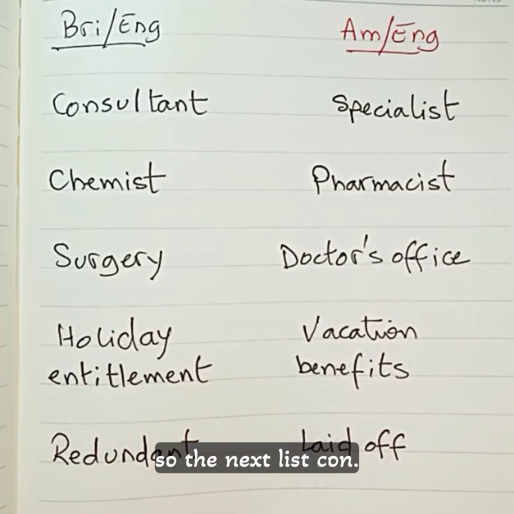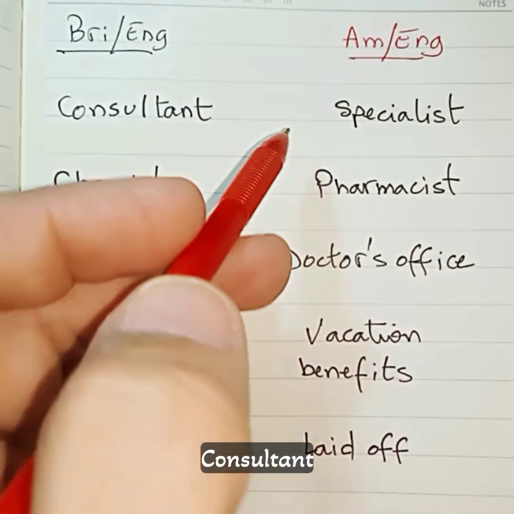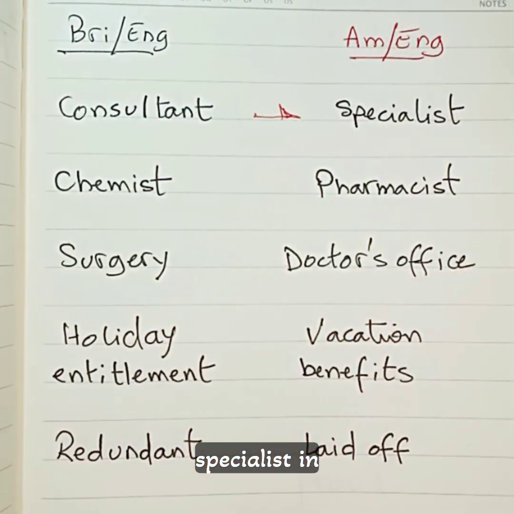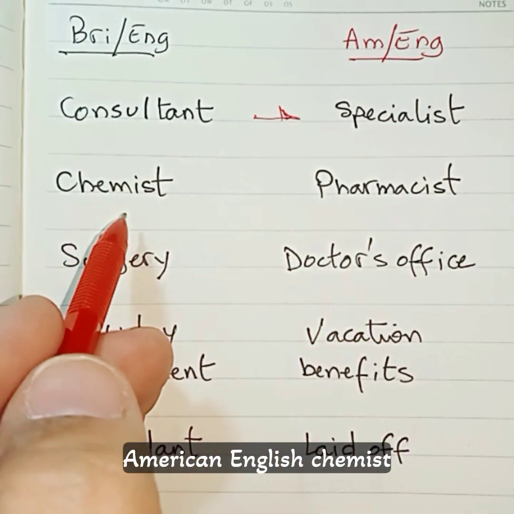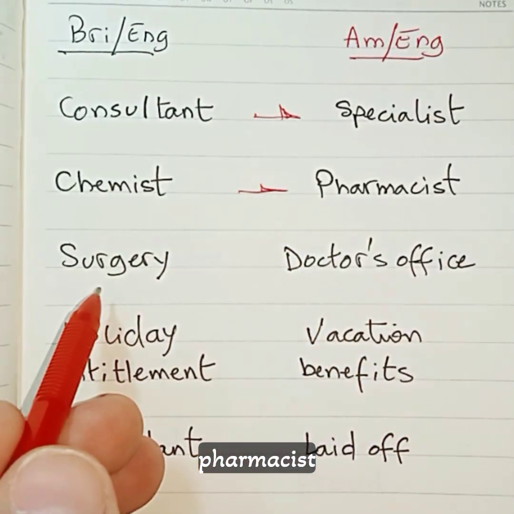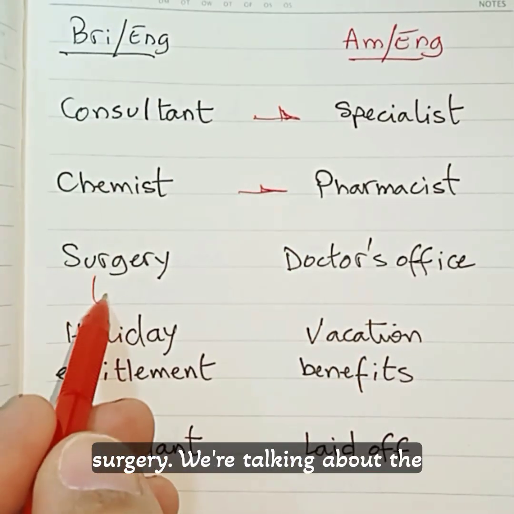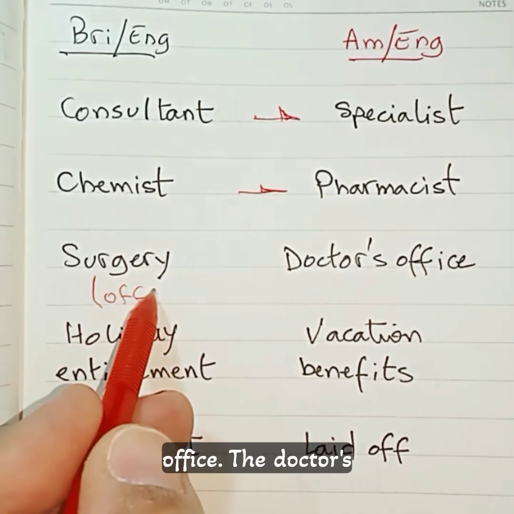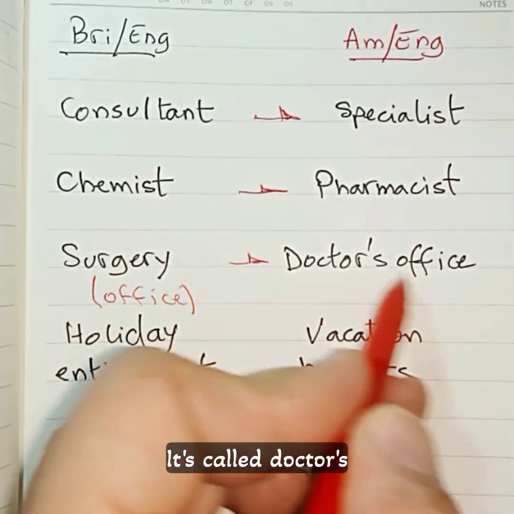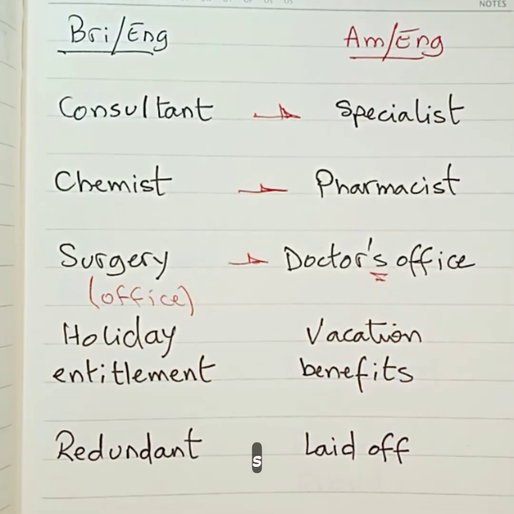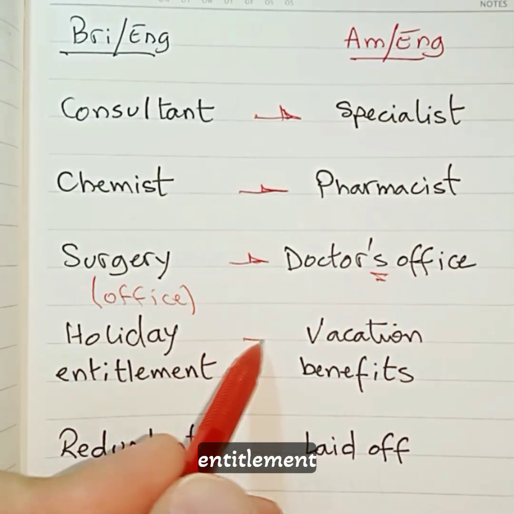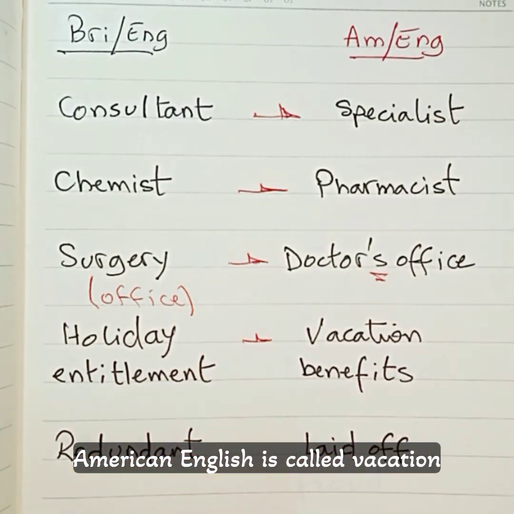So the next list. Consultant is called specialist in American English. Chemist is called pharmacist. Surgery, we're talking about the office, the doctor's office. In American English, it's called doctor's office. Holiday entitlement, American English is called vacation benefits.